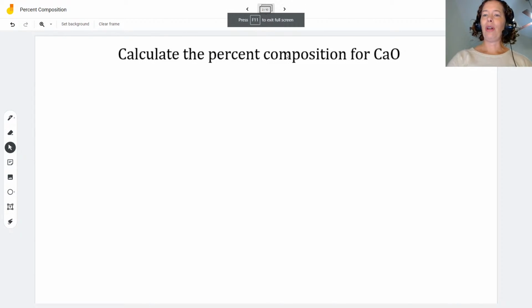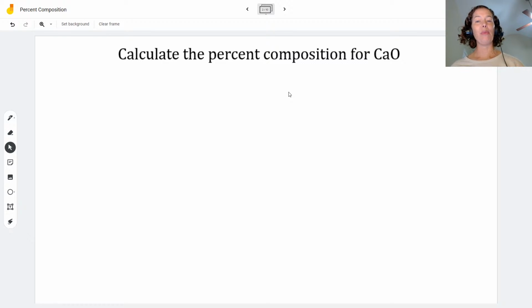Here we go. No, I do not want to exit full screen. So you can see these questions are pretty simple. We're just going to calculate the percent composition for calcium oxide.